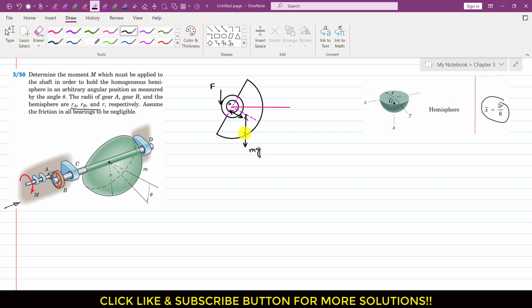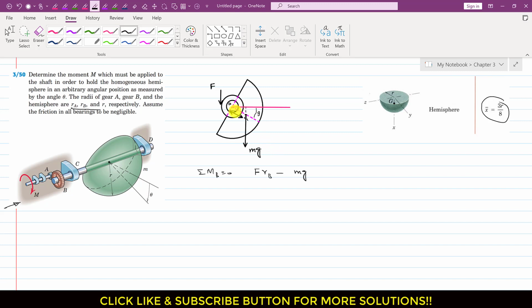Now if we apply the summation of moment about point B equals 0, this is that point B. Remember, as we can see, this F is producing the counterclockwise moment about point B. So I will write F, and the perpendicular distance of this F from point B is the radius of this gear B, so we will multiply this with RB. And this mg is producing the clockwise moment about point B. So I will write minus mg, and the perpendicular distance of this weight from point B is this distance.